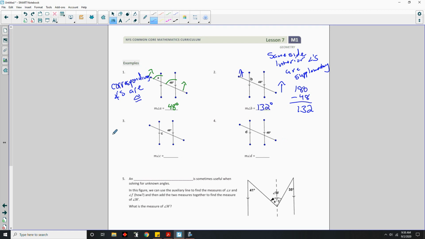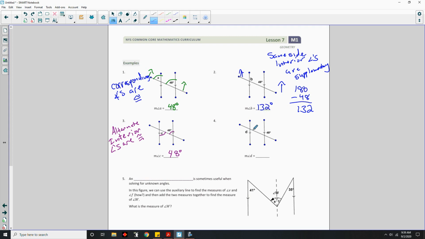Alternate interior angles are, okay, acute, acute. Well, guess what? They're congruent. So this is an alternate interior angle. This is an alternate interior angle. We are in between the parallel lines. We are on opposite sides. Opposite interior angles are called alternate interior angles. They are congruent, so the measure of angle C is 48 degrees.